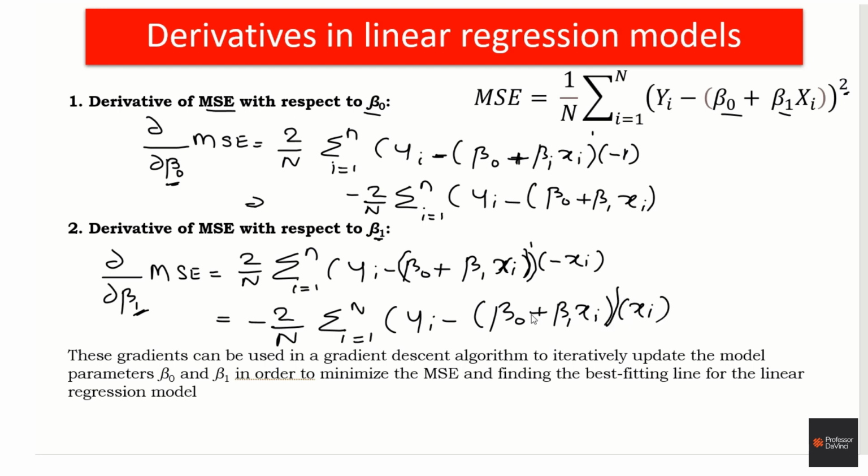These gradients can be used in a gradient descent algorithm to iteratively update the model parameters beta naught and beta 1 in order to minimize the MSE and find the best fitting line for the linear regression model. So this is how derivatives help in machine learning.